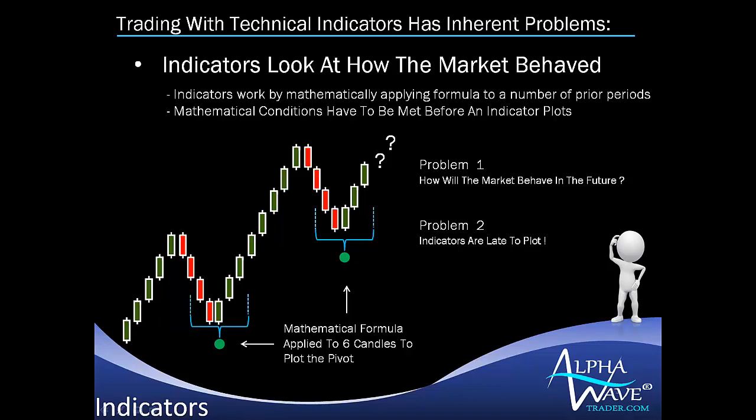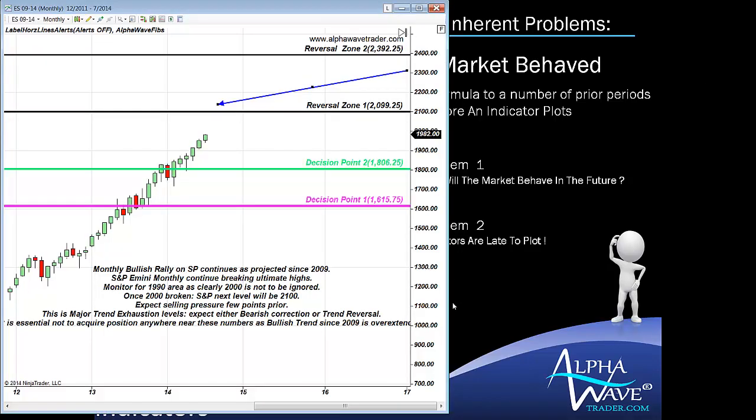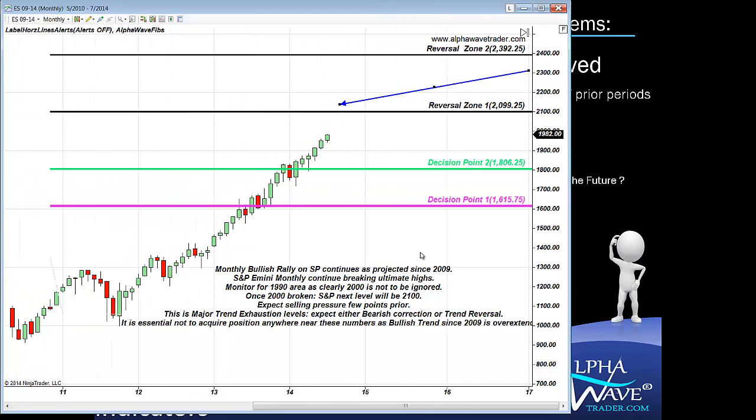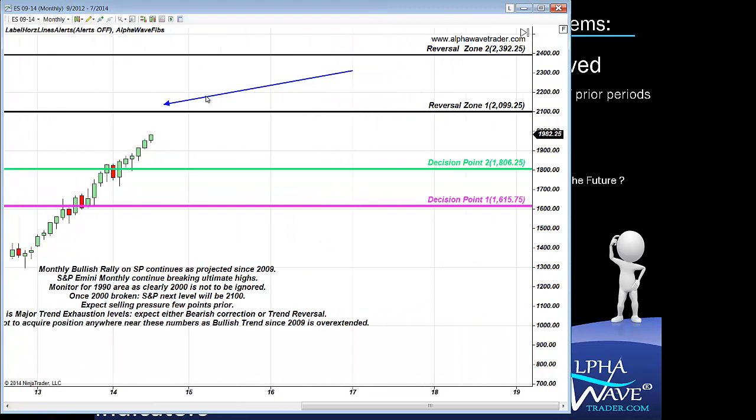And if you knew those key 4 rules, you had the opportunity to acquire a long position on S&P since 2009 on monthly. S&P is still heading to drastically higher levels, 2000 and all the way to 2100 next. And that remains the key. This bullish rally was spelled out since 2009.